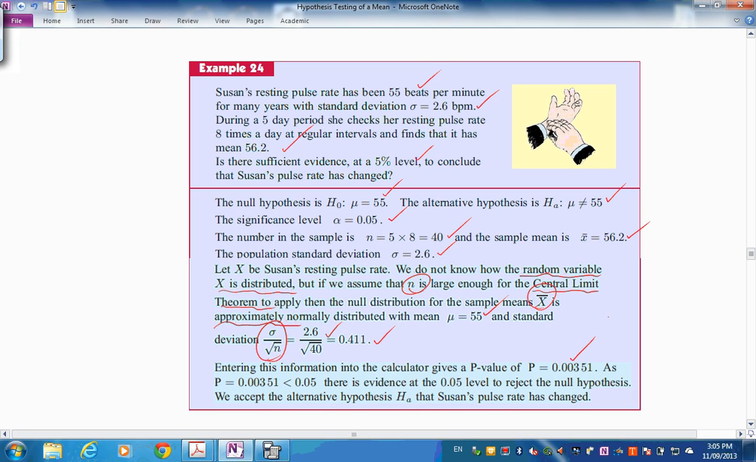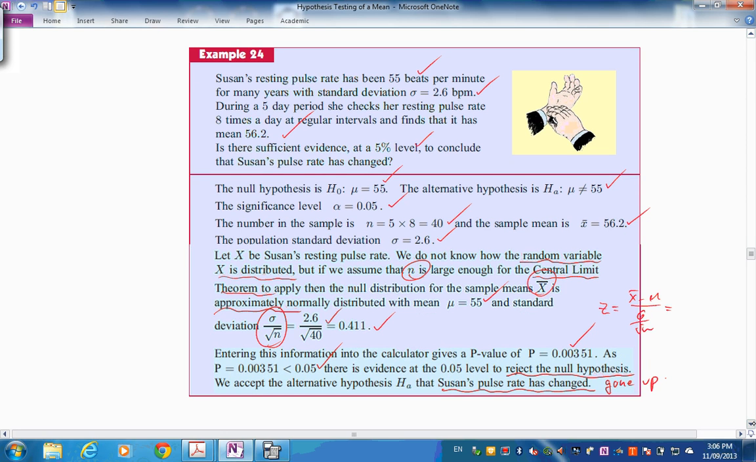0.00351. You really should put in here the Z value, which is x bar minus mu over sigma on root n, and work that out. I think the Z statistic should be in there, and then the probability. Because it's less than 0.05, you're going to reject the null hypothesis, and it looks like her pulse rate has changed. And if it's been rejected, you may say which direction it went in. It's gone up. The deviation here is 56.2, and that's a significant deviation in the upwards direction.